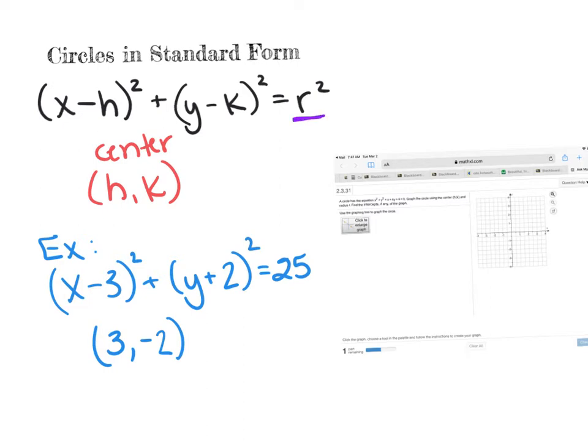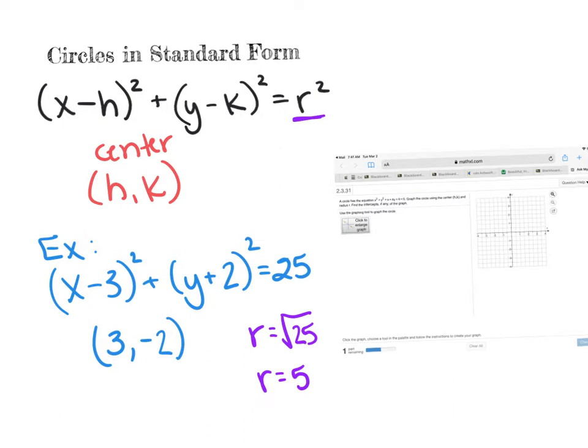If I look here, I have a value of 25. If I want to know what the radius is, well, this is r squared, so I just want the radius r. R is equal to the square root of 25, or in this case, r equals 5. So this tells me that I have a circle with a center of (3, negative 2), and because it's an equal distance, the radius is r equals 5, I can actually graph that circle.